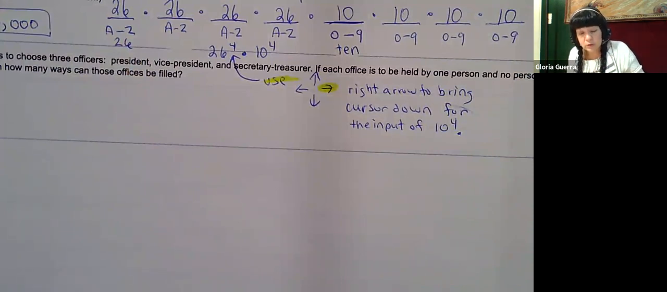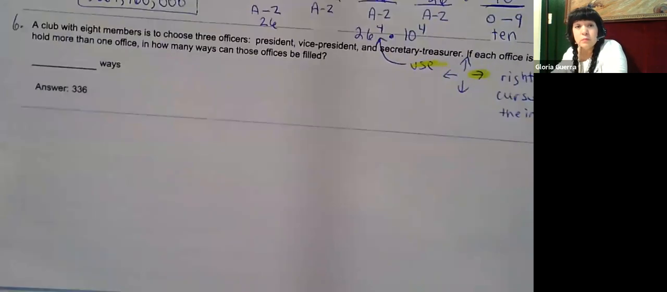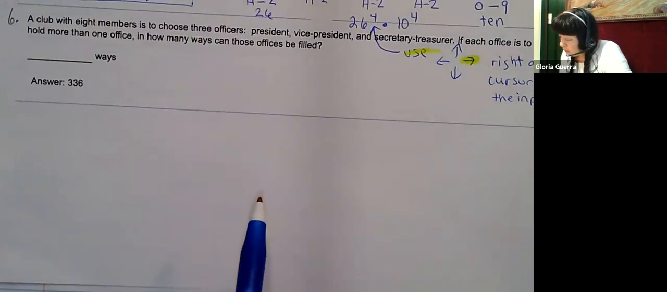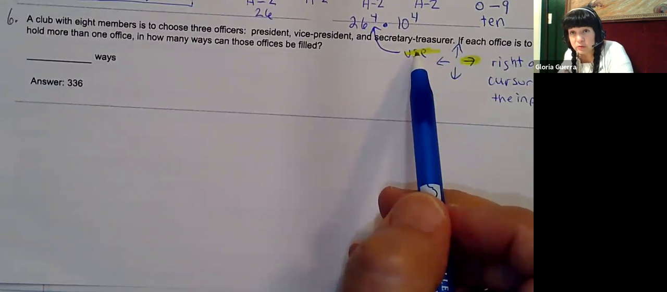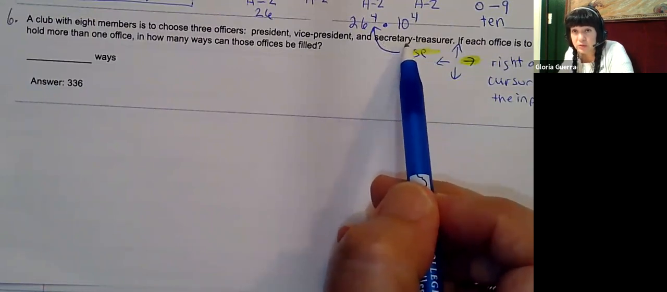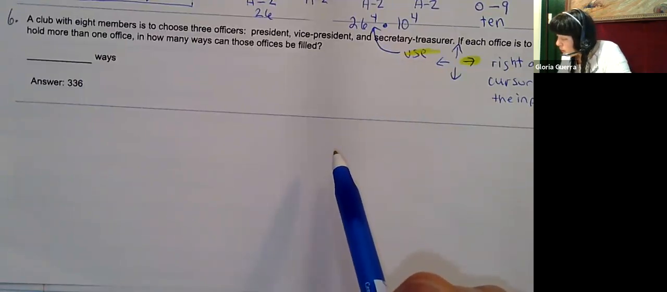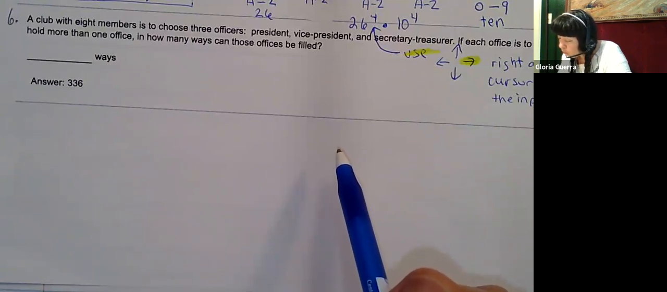Okay, so now let's look at number 6. A club with 8 members is to choose 3 officers: a president, a vice president, and a secretary. They played 2 roles, secretary and treasurer, but that's allowed here because it's set up that way in the title, secretary-treasurer. If each office is to be held by one person, and no person can hold more than one office, how many ways can those offices be filled?